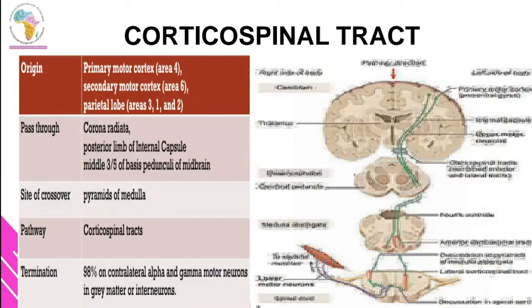So the corticospinal tracts, or the descending tracts, they tend to send motor information from the cortex down to the spinal cord.